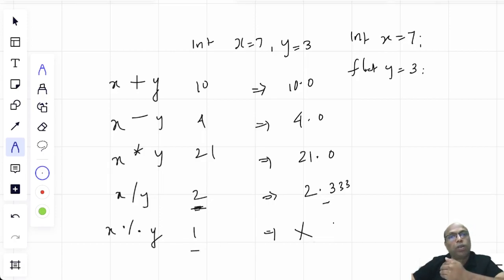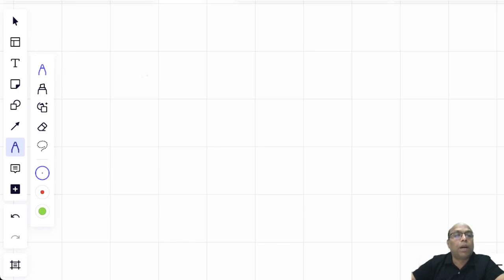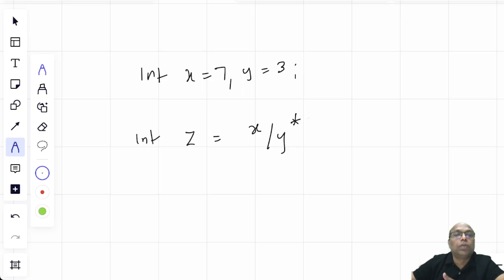For this we need to understand how the computer works. Let's see how the computer works for me. Now I'm going to assume I wrote an expression like this. Integer x is 7 and y is 3. I wrote integer z is equal to x by y into 2, plus 4. This is what I have written. So when I write like this, what does the computer do?